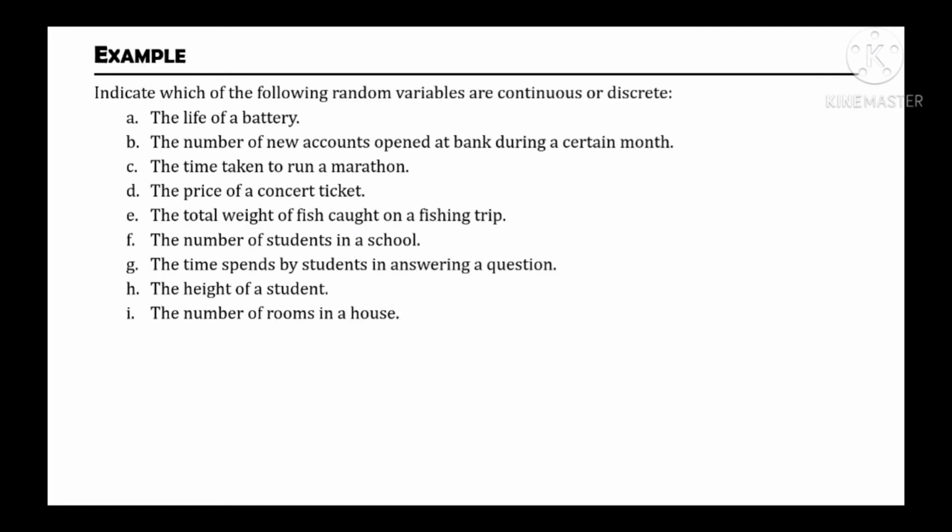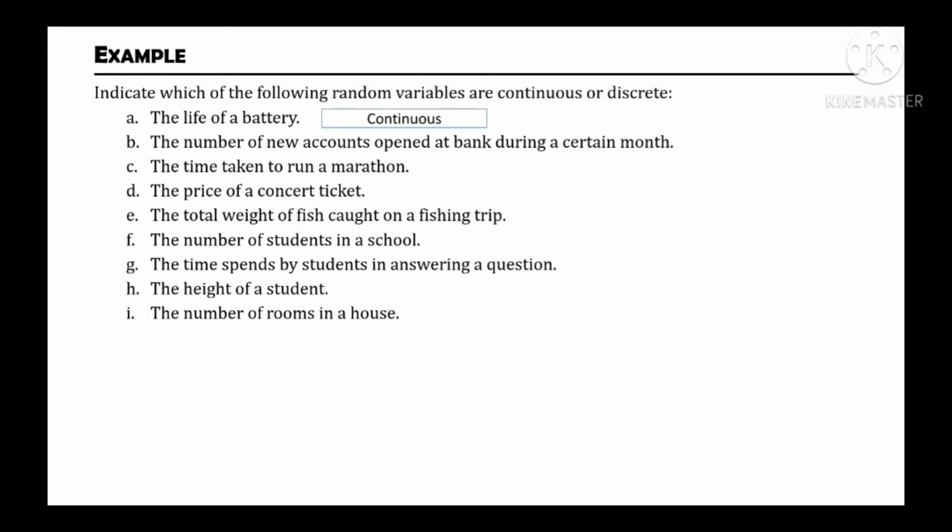Examples. Indicate which of the following random variables are continuous or discrete. A. Life of a battery. Life of a battery means how long a battery can operate. Means we're looking for time. Time is a continuous random variable.